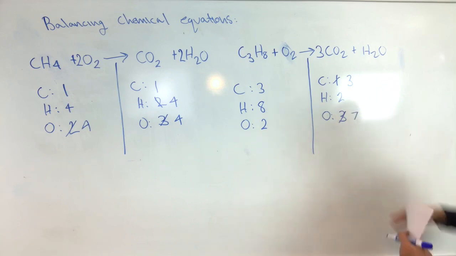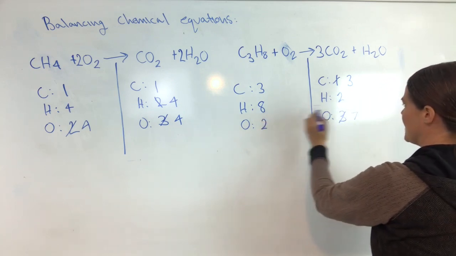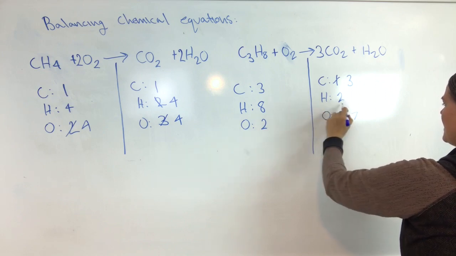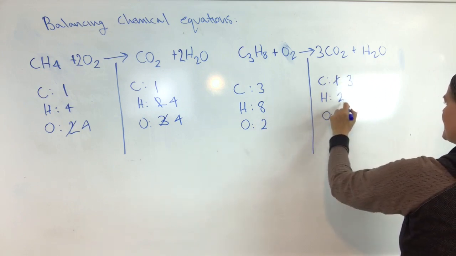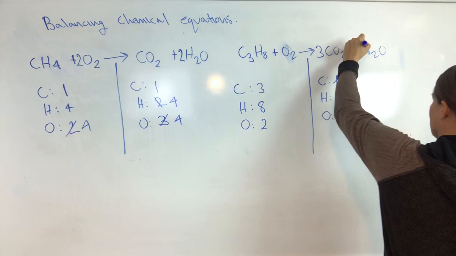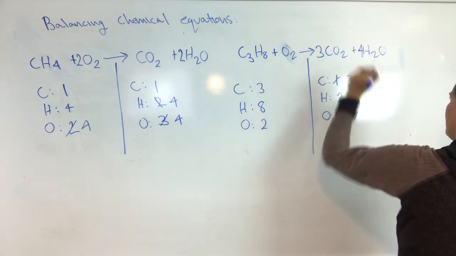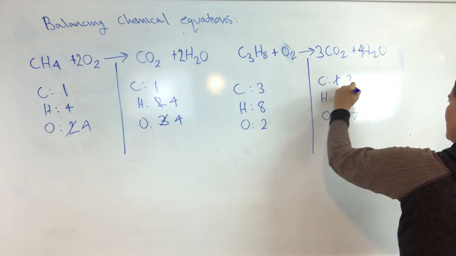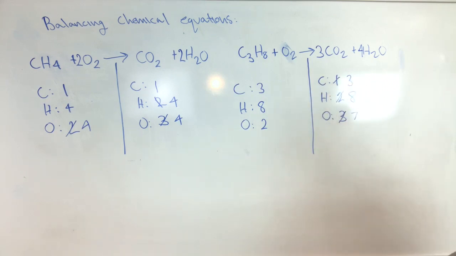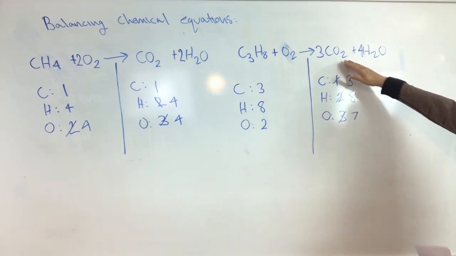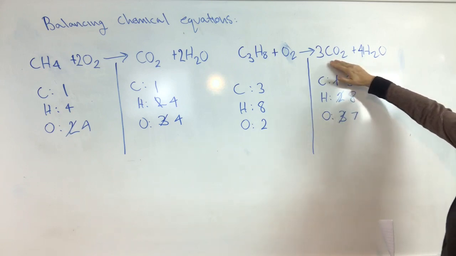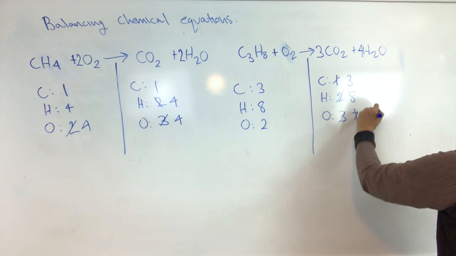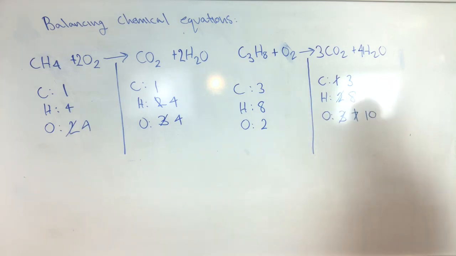So now I'm going to balance the hydrogen. So I have 8 here and I have 2 here. So I need to multiply the hydrogens on this side by 4 to get 8. So I have 4, and then now I have 8 hydrogens here. But I've also changed the number of oxygens. So now I have 6 here and I have 4 here. So now I have 10 oxygens.